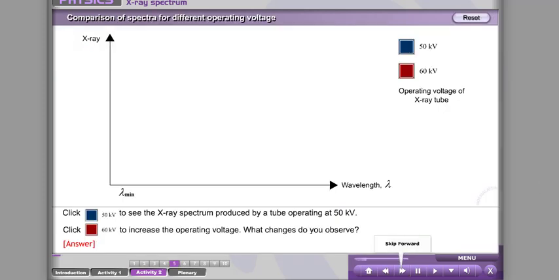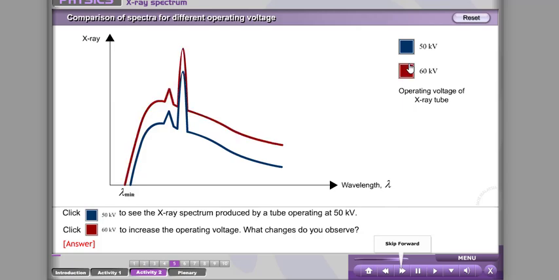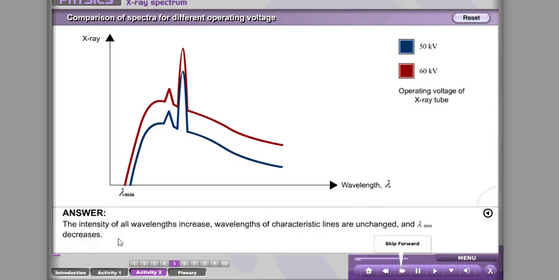Click the 50 kV button to see the X-ray spectrum produced by a tube operating at 50 kV. Click the 60 kV button to increase the operating voltage. What changes do you observe? Answer: the intensity of all wavelengths increases. Wavelengths of characteristic lines are unchanged and lambda minimum decreases.